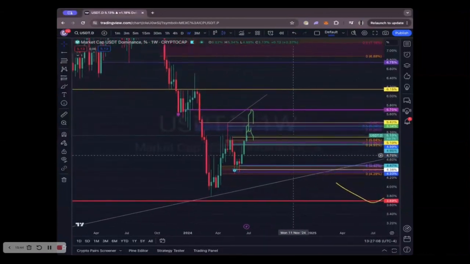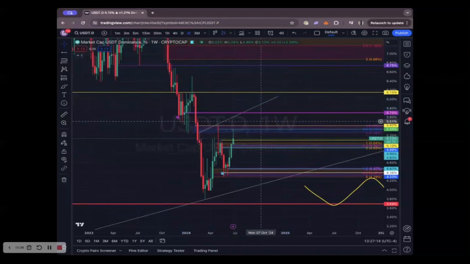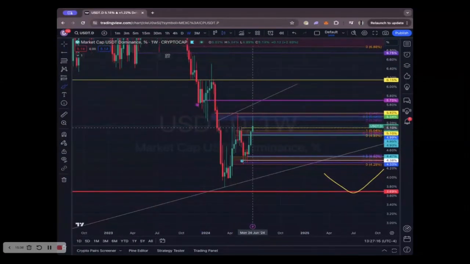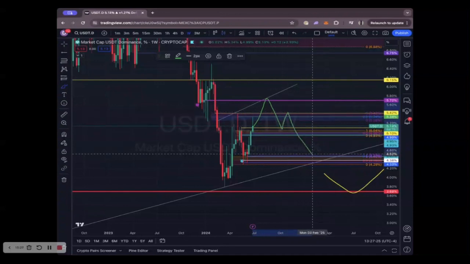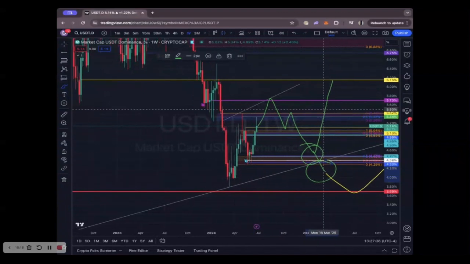Because this would be a high time frame bear flag, almost, if you consider it a bear flag, right? What we could do here is, I'll draw this out again on the weekly. We could impulse up to 5.7 and then start pumping back here, chop around, and then possibly either reject here back down under 4.3, or bounce again up to the 6%.